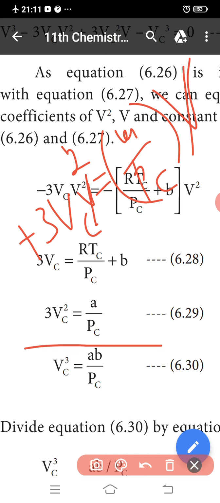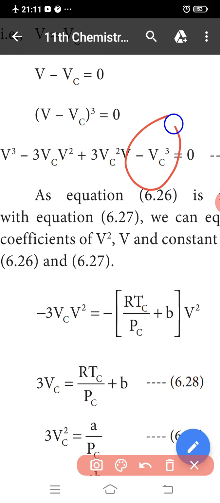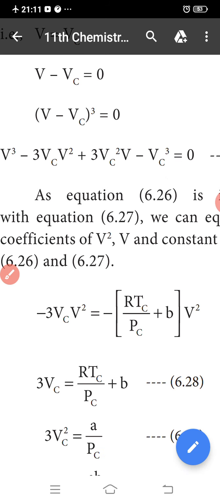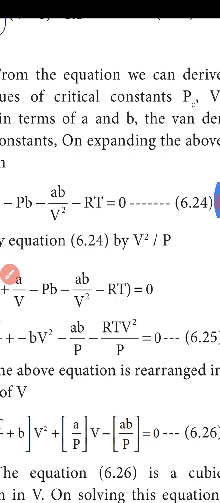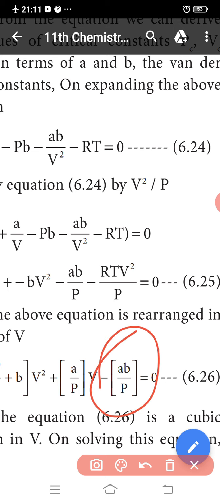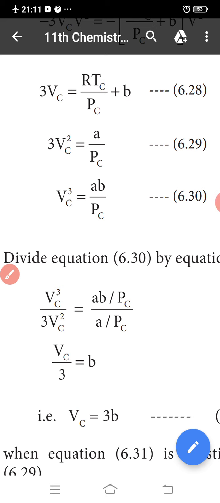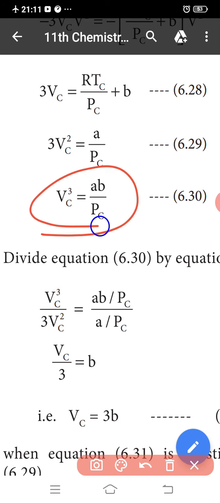Okay, and the next one, lastly discuss the constant value, minus Vc cube, and this one, the value minus ab by p. So apply this value, so minus cancels, so Vc cube is equal to ab by Pc. So the next step is dividing 6.30 by 6.29.